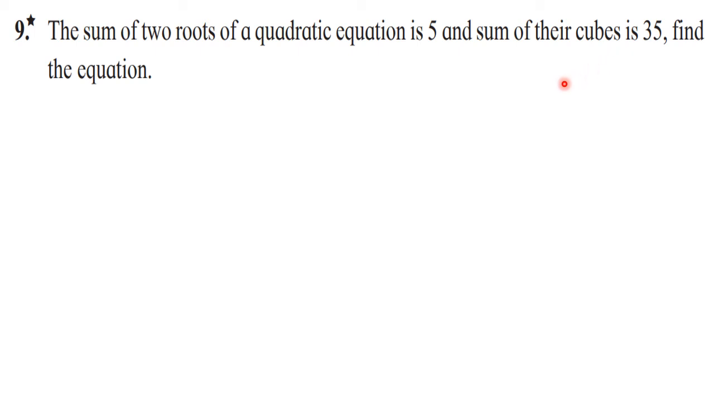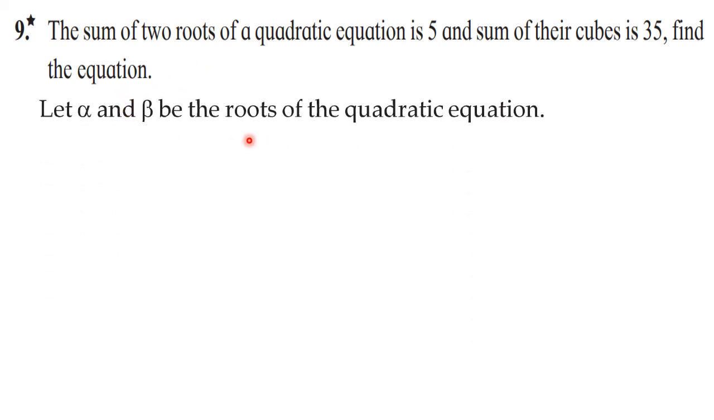Okay, so let us write down that if such a question appears, then you will always start with: let alpha and beta be the roots of the quadratic equation. Now from the given condition, we can write down that alpha plus beta is 5, and the sum of their cubes, alpha cube plus beta cube, is equal to 35. These two things are given to us.